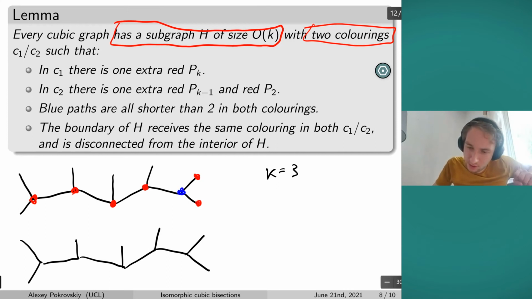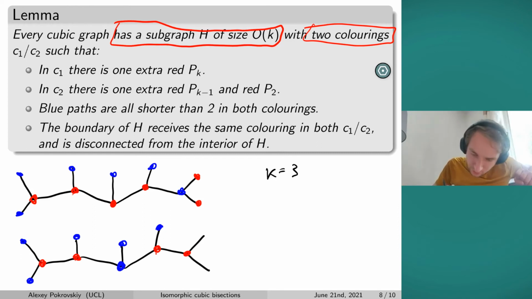So this is one coloring. It has a single red P3, and this will be a second coloring. It has, oh wait, I did something wrong. Oh yeah, sorry. It has 0 red P3s.